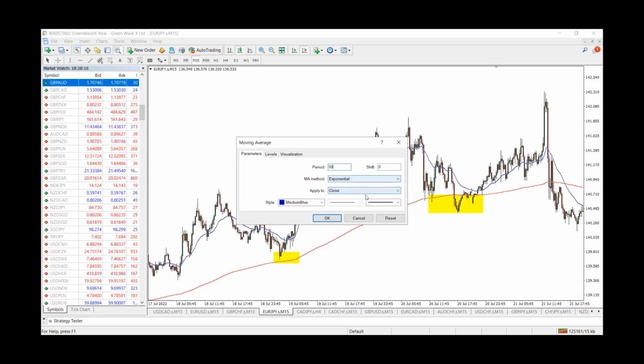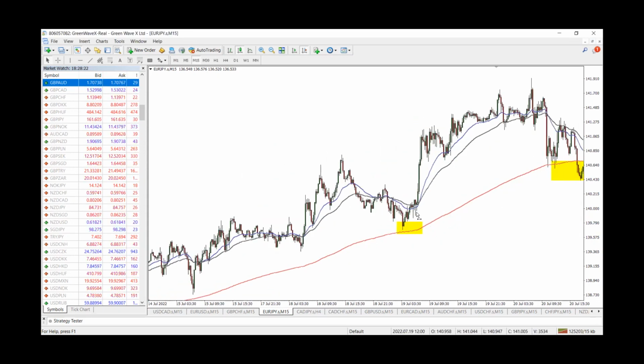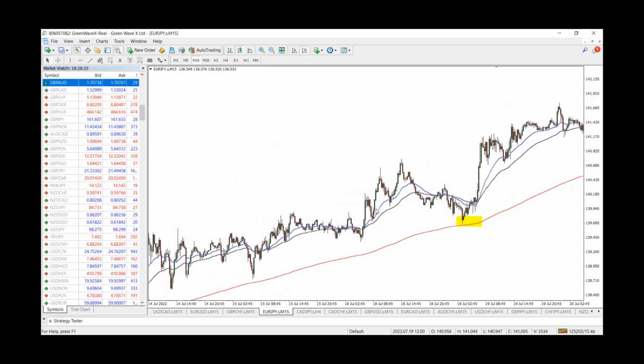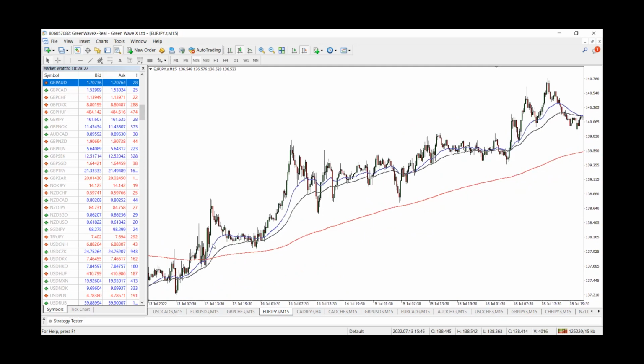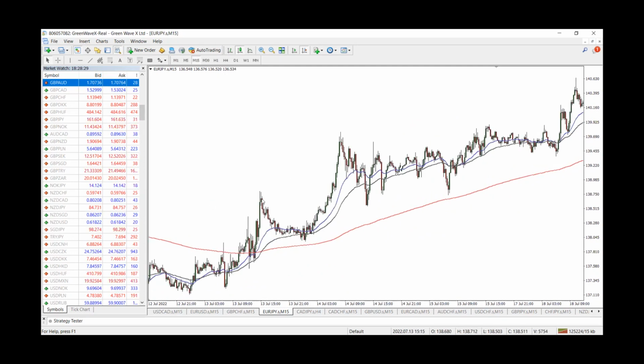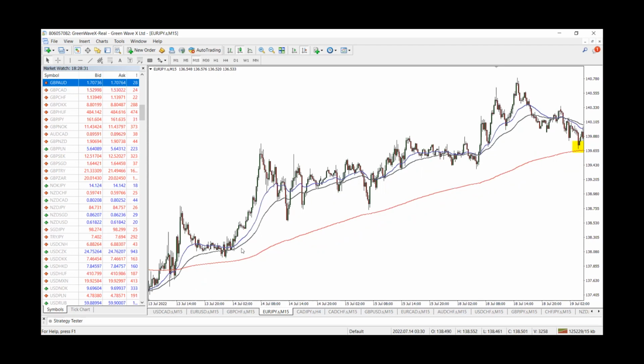50. Let me use black for that. Now look at this now. So once the price crosses above the moving average, we'll be looking for buying opportunities.